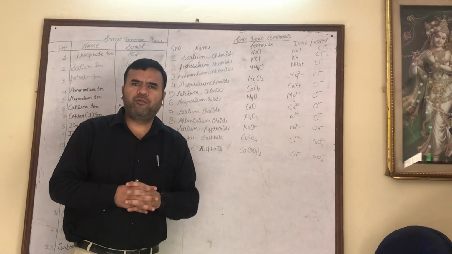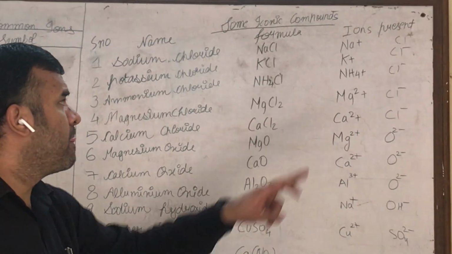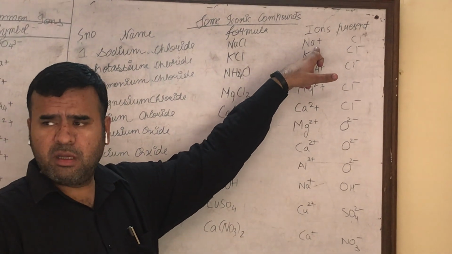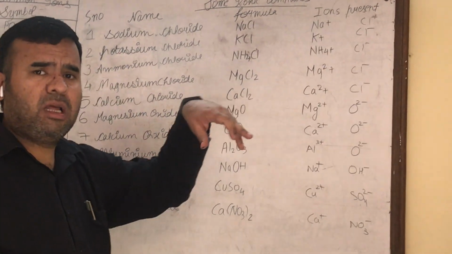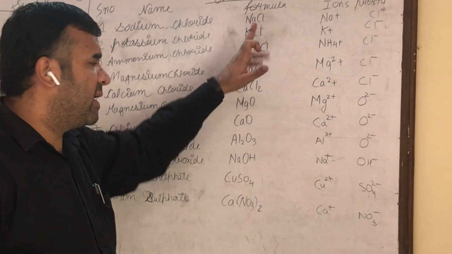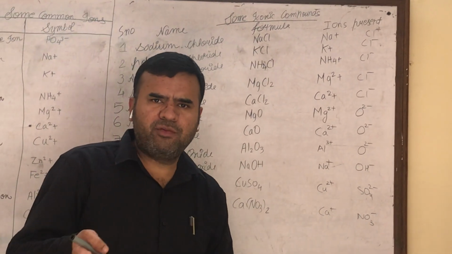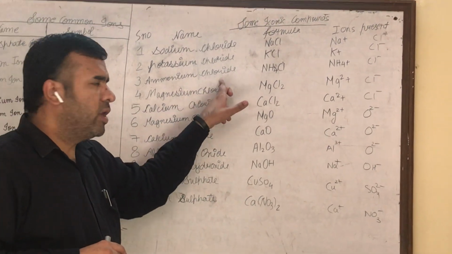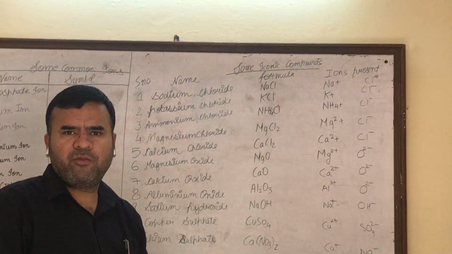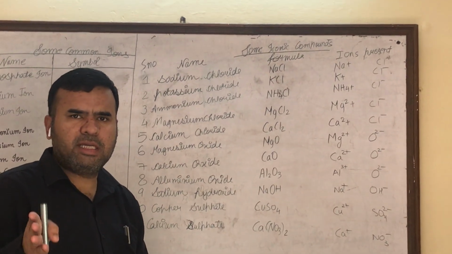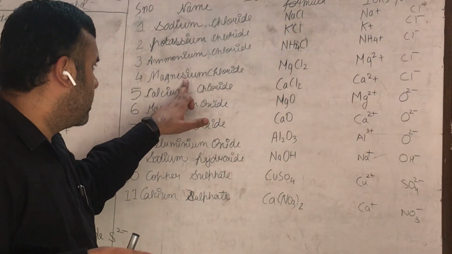Sodium chloride, formula is NaCl. Na plus cation is there and Cl minus chloride anion is there in it. Potassium chloride, KCl. K positive is the cation and Cl minus is the anion. Ammonium chloride, NH4Cl is the formula. NH4 positive is the cation present in it and Cl minus is the anion present in it.